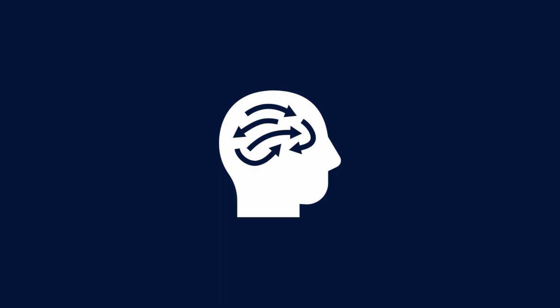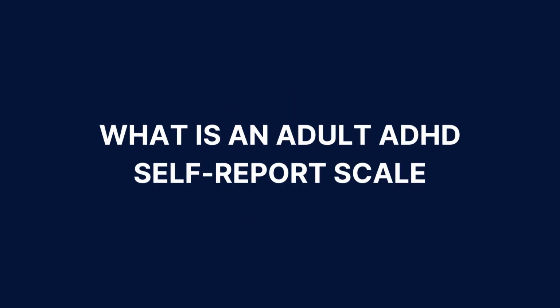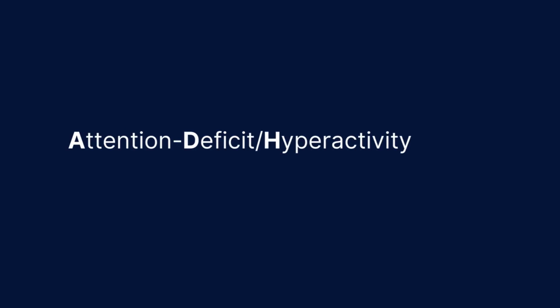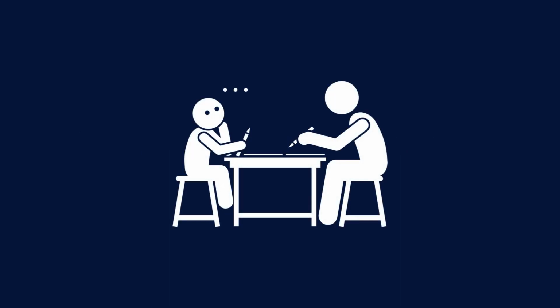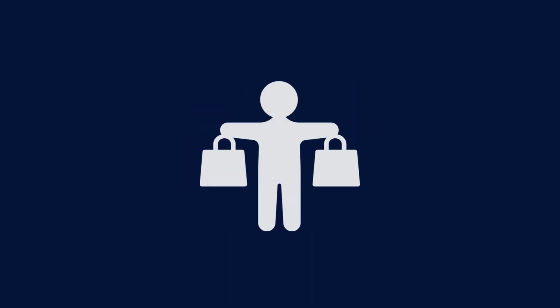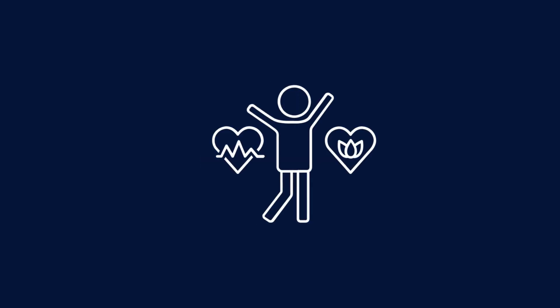Scale template. What is an Adult ADHD Self-Report Scale? Attention Deficit Hyperactivity Disorder is a type of developmental disorder. Those who have it tend to have trouble keeping their attention for too long, and this also happens frequently. Those with ADHD may also become hyperactive and impulsive from time to time. Sometimes, if not properly managed, ADHD can negatively impact a person's daily life and overall mental health.